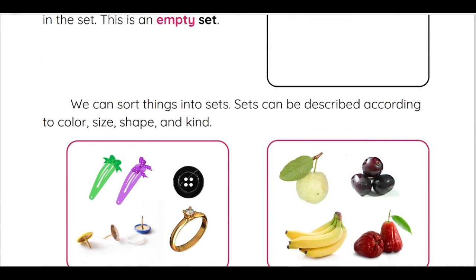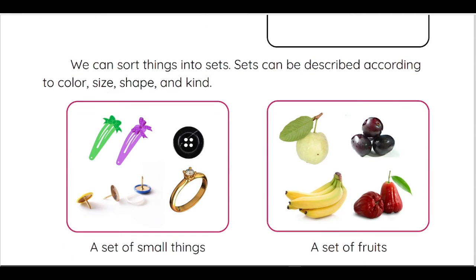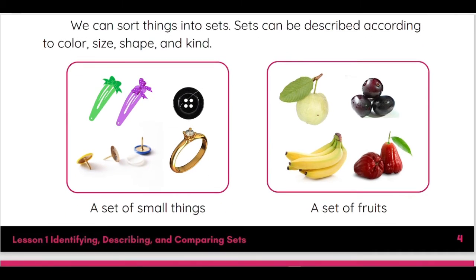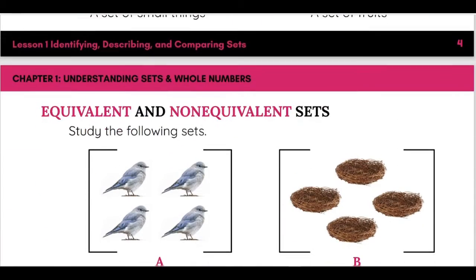We can sort things into sets. Sets can be described according to color, size, shape, and kind. So these are a set of small things such as rings, buttons, clips, and thumbtacks. So these are a set of fruits.